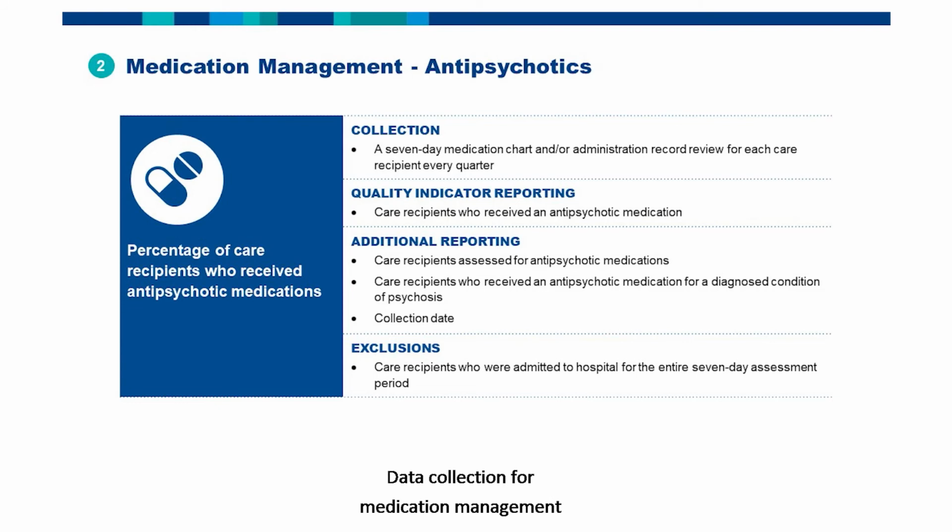Data collection for medication management antipsychotics will involve a 7-day medication chart and/or administration record review for each care recipient every quarter. Reporting for medication management antipsychotics will include the number of care recipients who received an antipsychotic medication. A number of details will be reported additionally, including the number of care recipients assessed for antipsychotic medications, the number of care recipients who received an antipsychotic medication for a diagnosed condition of psychosis, and the collection date.